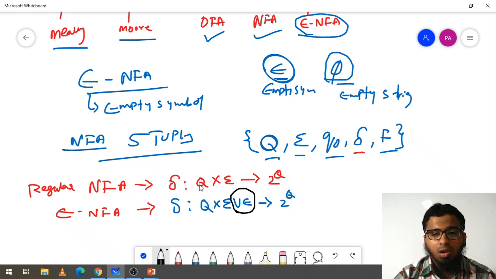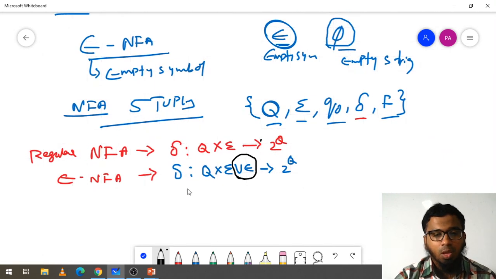What does it mean? Whenever Q is on some input, then we will get some output. If you have Q on some input, or if you don't have any input also, if you have epsilon, that time also you will get the output. This is what epsilon means. So when I take an example, then you can easily understand this.